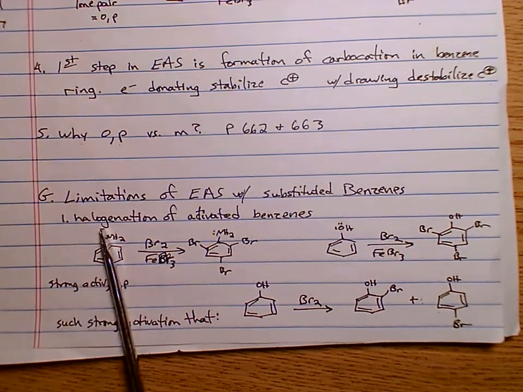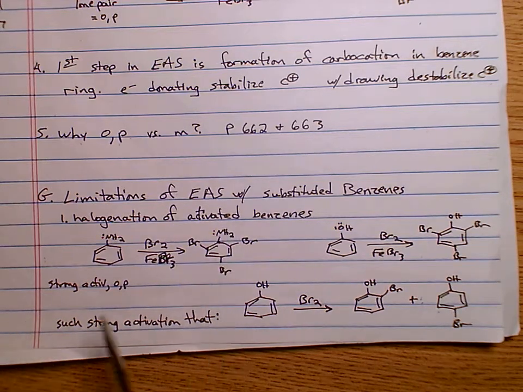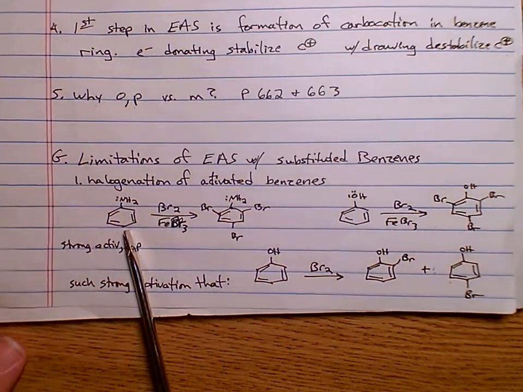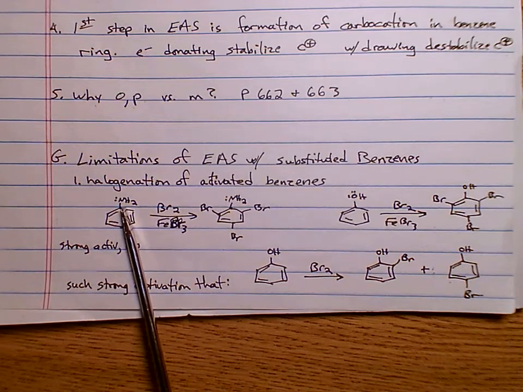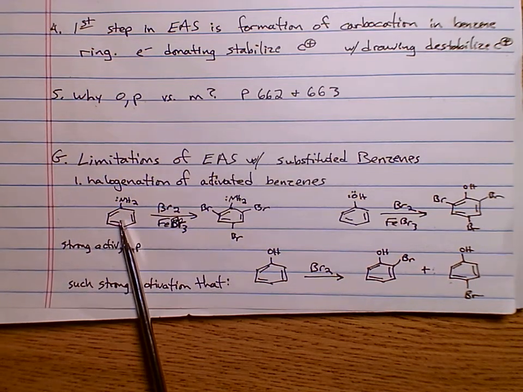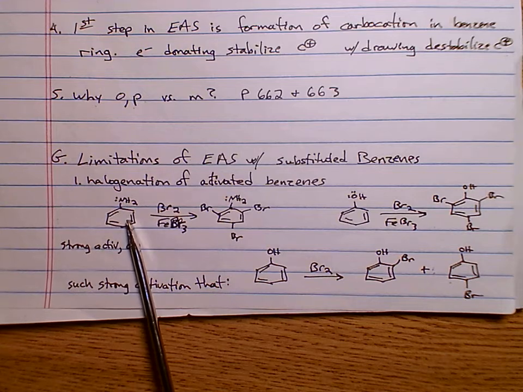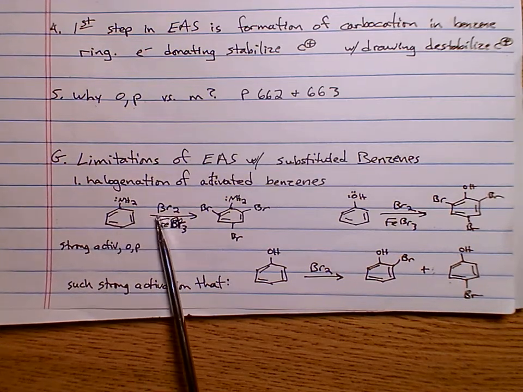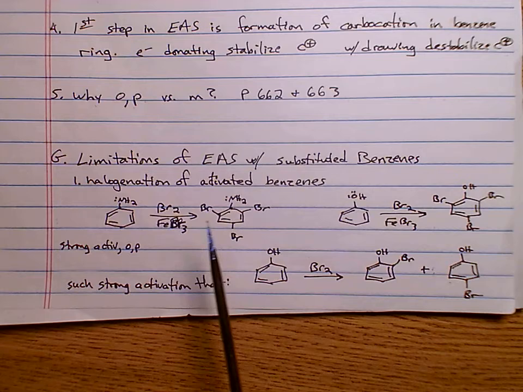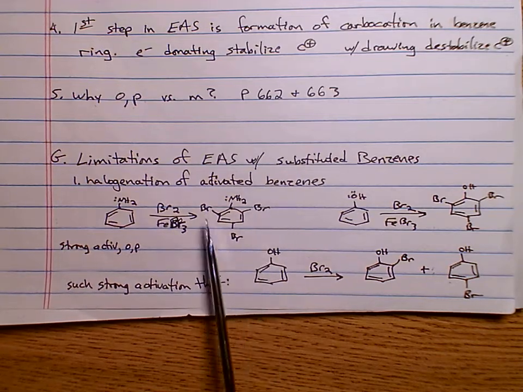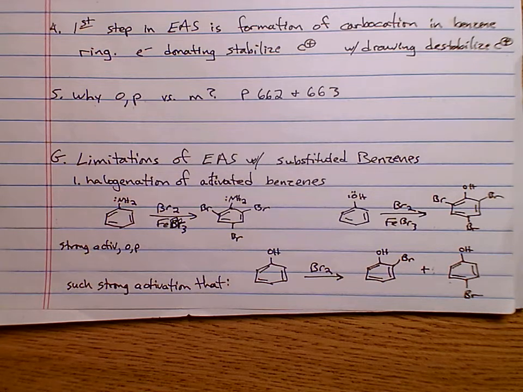Limitation number 1, halogenation of activated benzene. Recall we said that aniline here, this NH2, makes this a very strongly activated benzene ring. It is so strongly activating, it is so reactive that you put Br2 and FeBr3 in there, you should get a tribrominated aniline. In lab, when we did the relative reactivity of aromatic compounds, those with aniline should have noticed 3 bromines on their aniline as a product of the reaction.